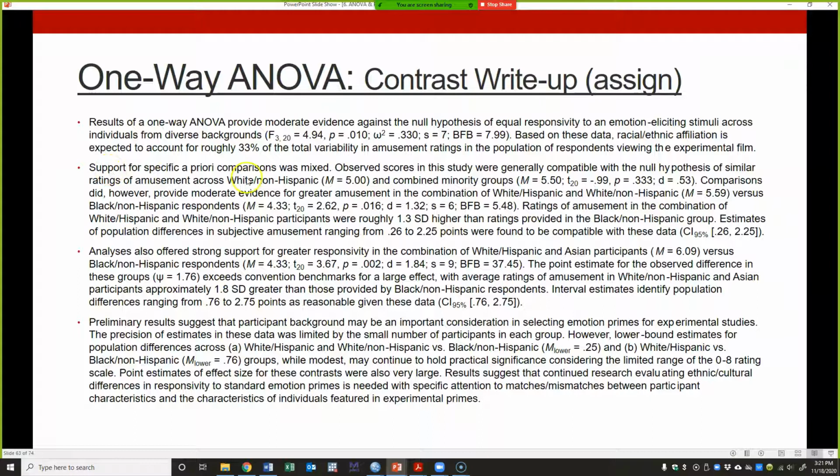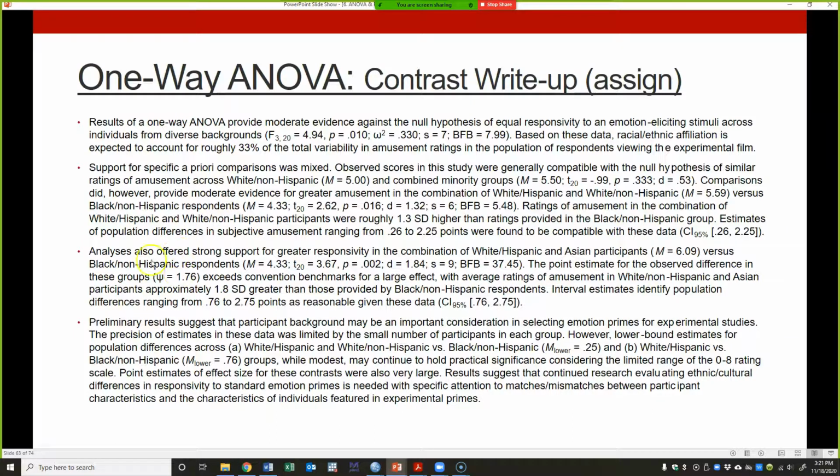And then I'm going to say support for our comparisons was mixed, right? Observed scores were generally compatible with the null hypothesis of similar ratings of amusement across white, non-Hispanic, and combined minority groups, right? That's my first conclusion. Comparisons did, however, provide moderate evidence for greater amusement in the combination of white Hispanic and white non-Hispanic versus black non-Hispanic respondents. Ratings of amusement in the combination of white Hispanic and white non-Hispanic participants were roughly 1 1/3 standard deviations higher than ratings by black non-Hispanic groups. Estimates of population difference in subjective ratings range from 0.26 to 0.25. I went through and adjusted these numbers, so they're going to be a little bit different than the ones in your thing, but it should still give you an idea, right?